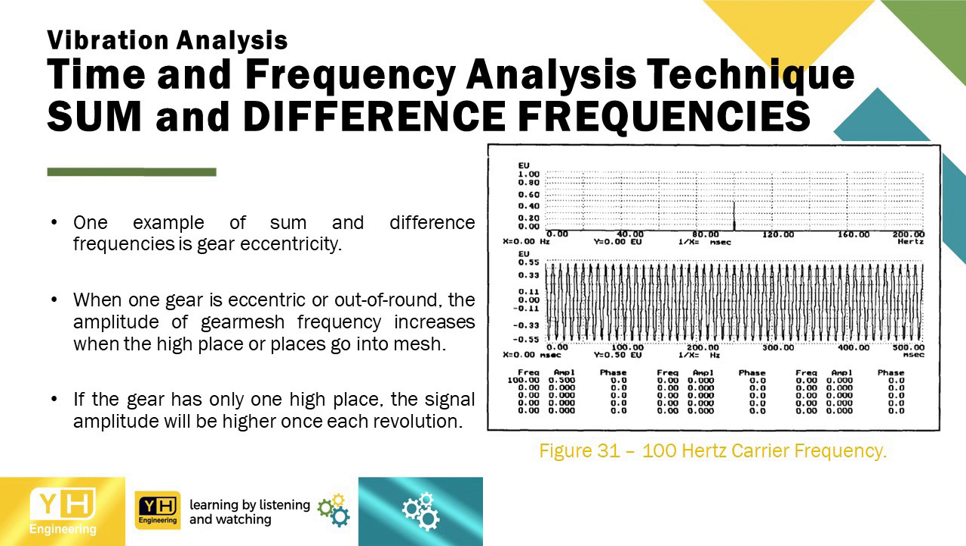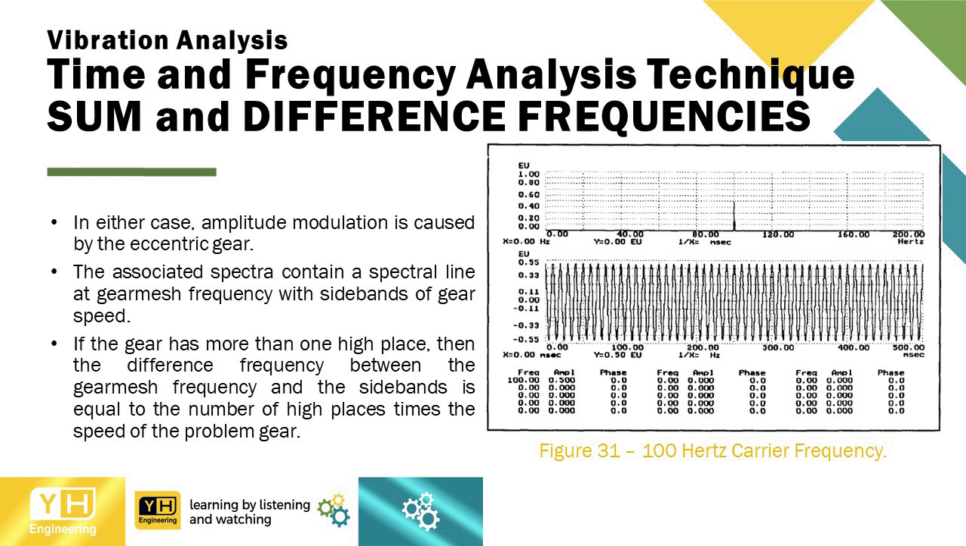When one gear is eccentric or out of round, the amplitude of gear mesh frequency increases when the high place or places go into mesh. If the gear has only one high place, the signal amplitude will be higher once each revolution. In either case, amplitude modulation is caused by the eccentric gear. The associated spectra contain a spectral line at gear mesh frequency with sidebands of gear speed.